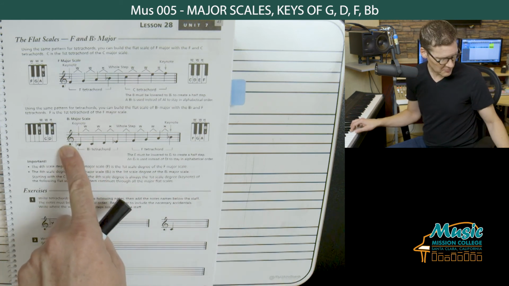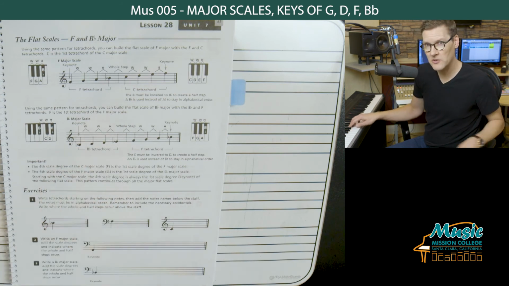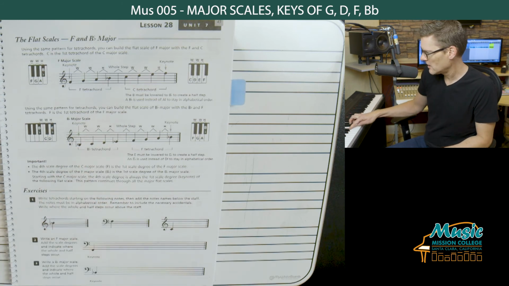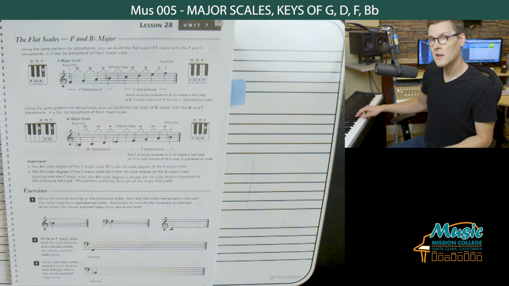Same thing. Look at B flat major. If I start here on B flat, it's my first note. Observe the pattern. Here's the half step. So we had to take E, lower it to an E flat in order to observe this half step. There's a whole step, half step, whole, whole, whole. Last interval is a half step.